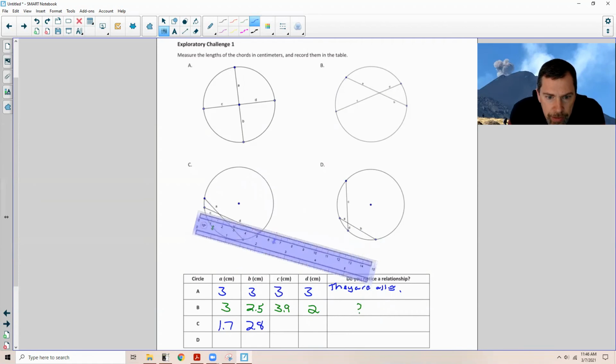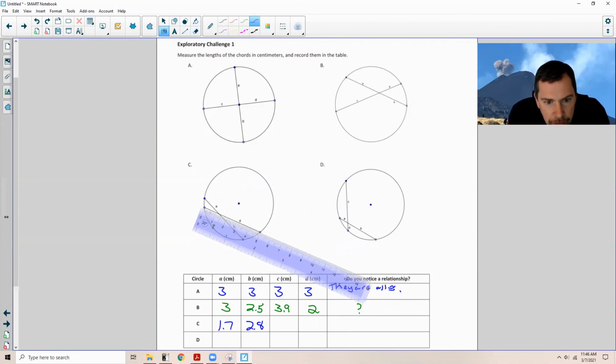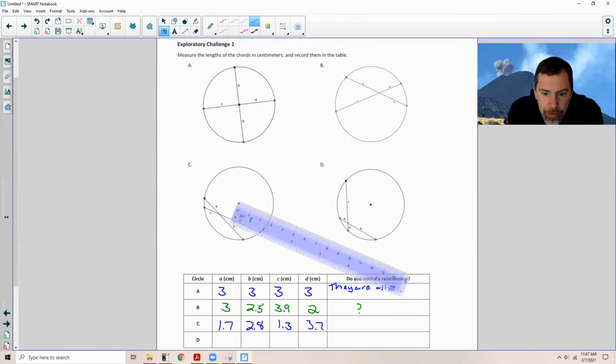And now let's check C and D. This is going to cause a problem, I think. Okay. Line it up. Here's my 0. And it's looking like 13 or 14. I'm going to say 13, 1.3. And then finally, this one here is 3.7. Okay. All right.